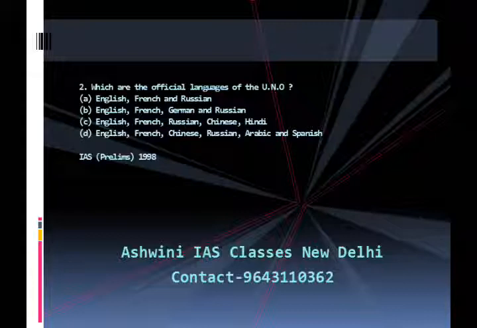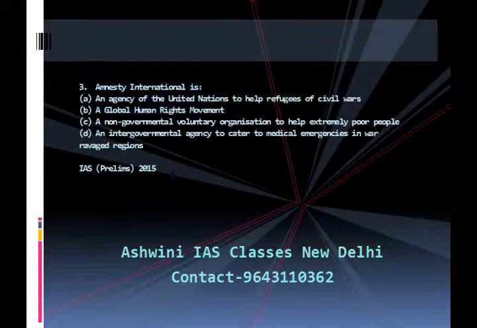Answer is D. D is English, French, Chinese, Russian, Arabic and Spanish. Hindi is not an official language of the United Nations. English and French are used as a working language, while the 6 official languages are English, French, Spanish, Arabic, Chinese and Russian. The third question.